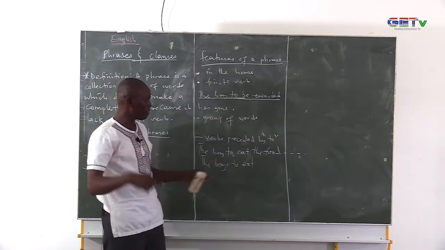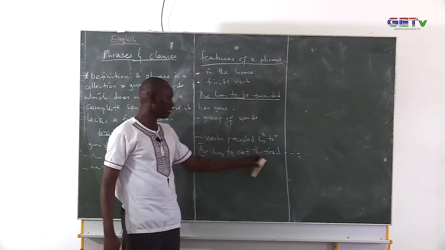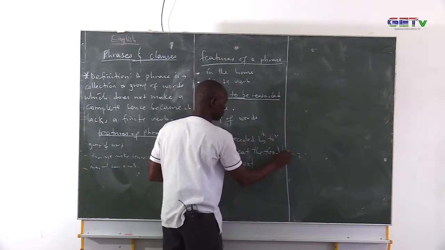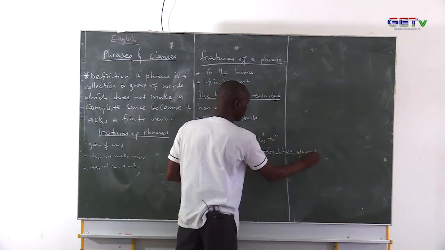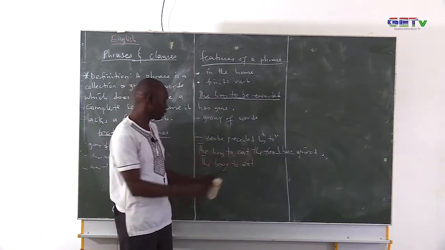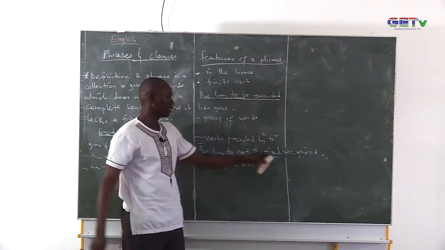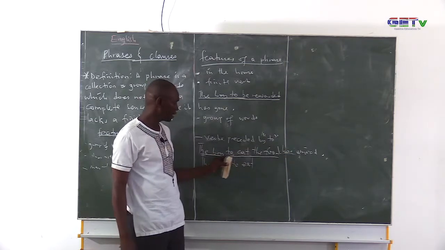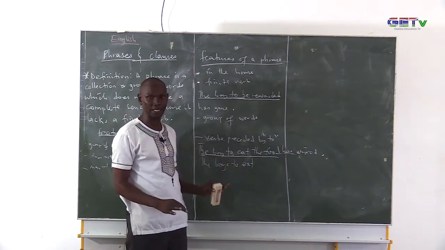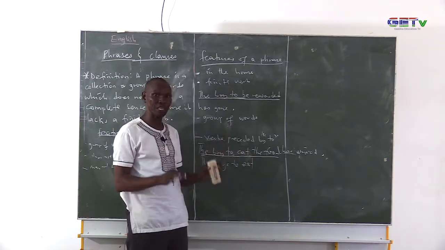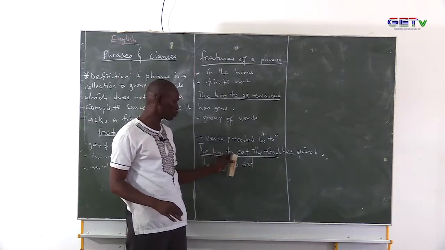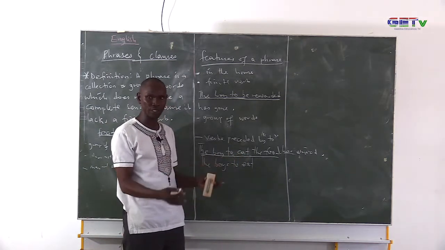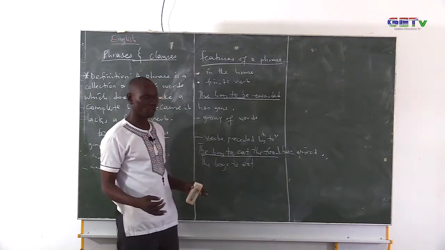Assuming there is another verb after, for instance, the boy to eat the food has arrived. Assuming we continue like that, has arrived, for instance. Now, this verb outside the underlined words, has arrived, will keep changing to agree with the subject as well as the time. But then, this other verb will never change. It will always remain as it is. So that's why we call it a non-finite verb. But assuming there was no to before, and it's only eat, we know it can change to eats or ate. So in that context, it becomes a finite verb. So you take note of that.